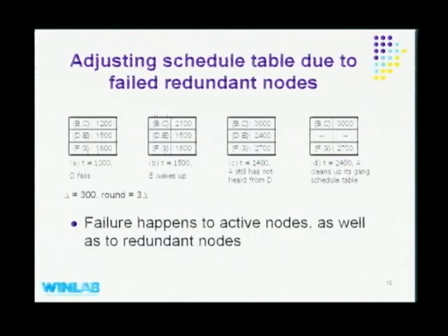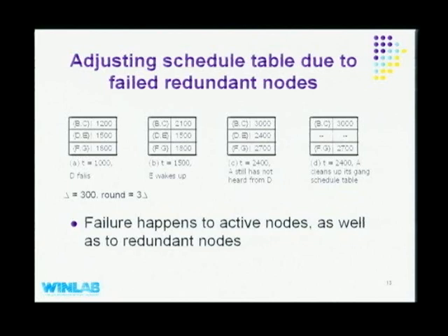Here, because of the network dynamics, the redundant node also will die before it uses up its energy. So let's see how we adjust the schedule table because of the failed redundant nodes. Here, at time 1000, D fails. And then at time 1500, E wakes up.